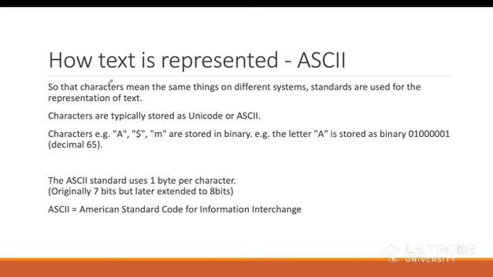Now talking about characters and text. Characters are typically stored either as ASCII or Unicode. A character is just one character. A is a character, dollar is a character, M is a character, and they are stored in binary. So a letter A, how is it stored? A letter A represents decimal 65, and this is the binary representation of that decimal 65. So letter A is stored in binary form as this, and the decimal of letter A is 65.